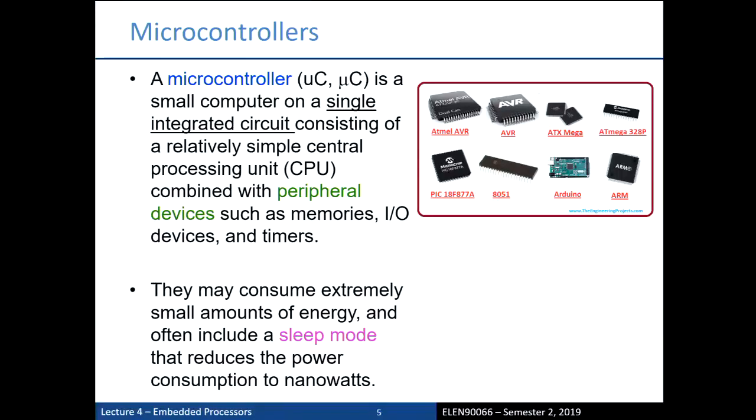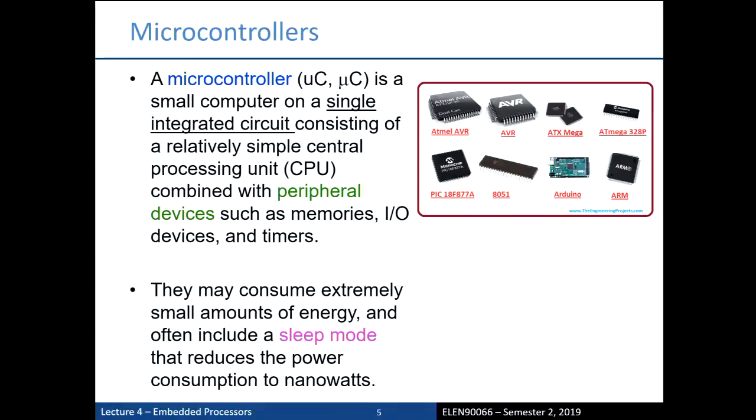What's a microcontroller? Sometimes it's written as UC, micro C, whatever, but it's a single integrated circuit that pretty much has everything on it. You have onboard memory on the chip, I/O such as serial ports, digital I/O, maybe even analog ports if you want, and timers and all that sort of stuff. So it's an all-in-one.